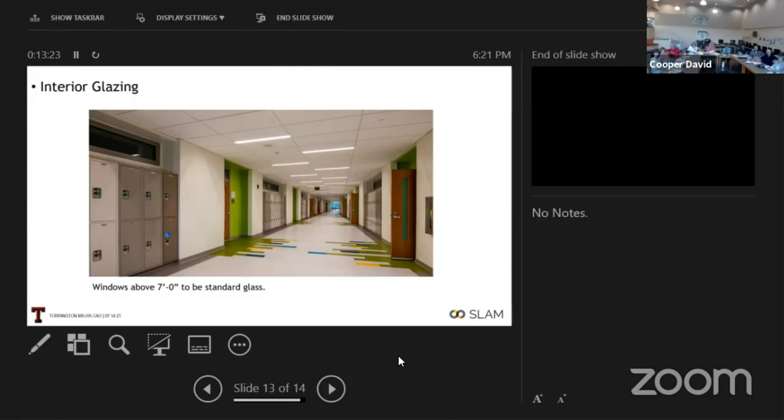Anything above 7 feet. And so that's the same at this location where above a door, you might have a glass panel. So that was also discussed. And I think that's it. So that's a little recap from some of our discussion yesterday on security.